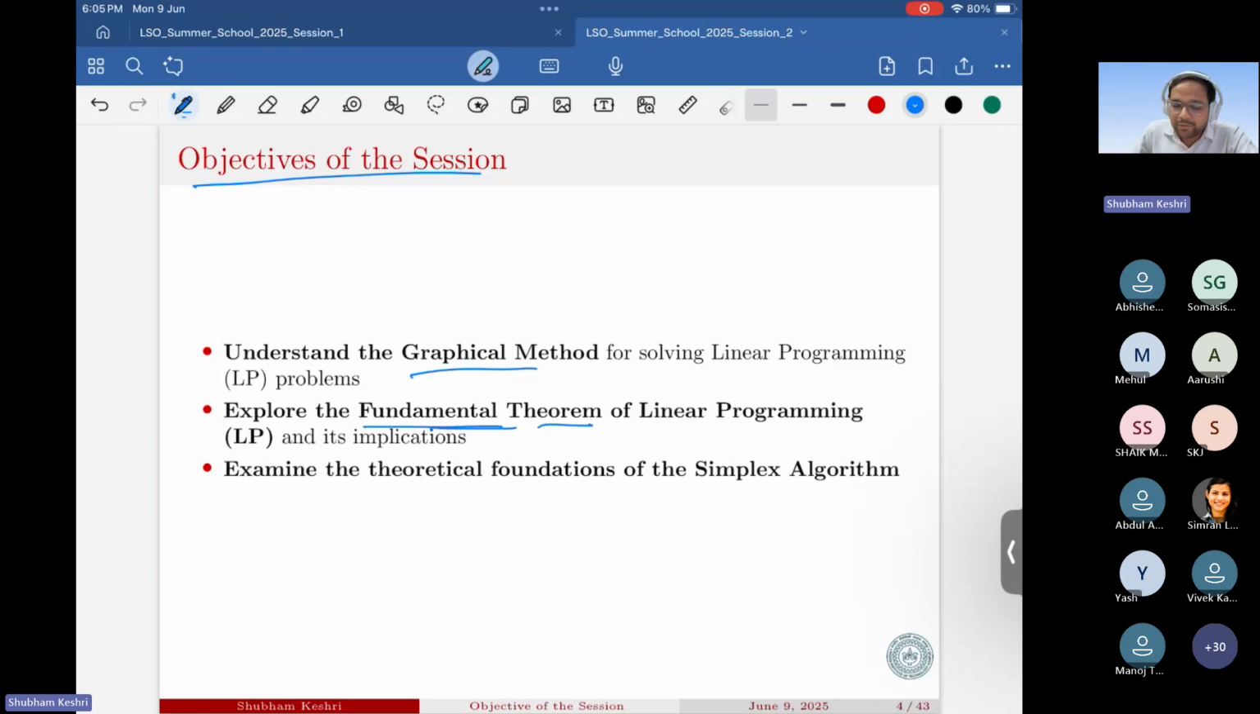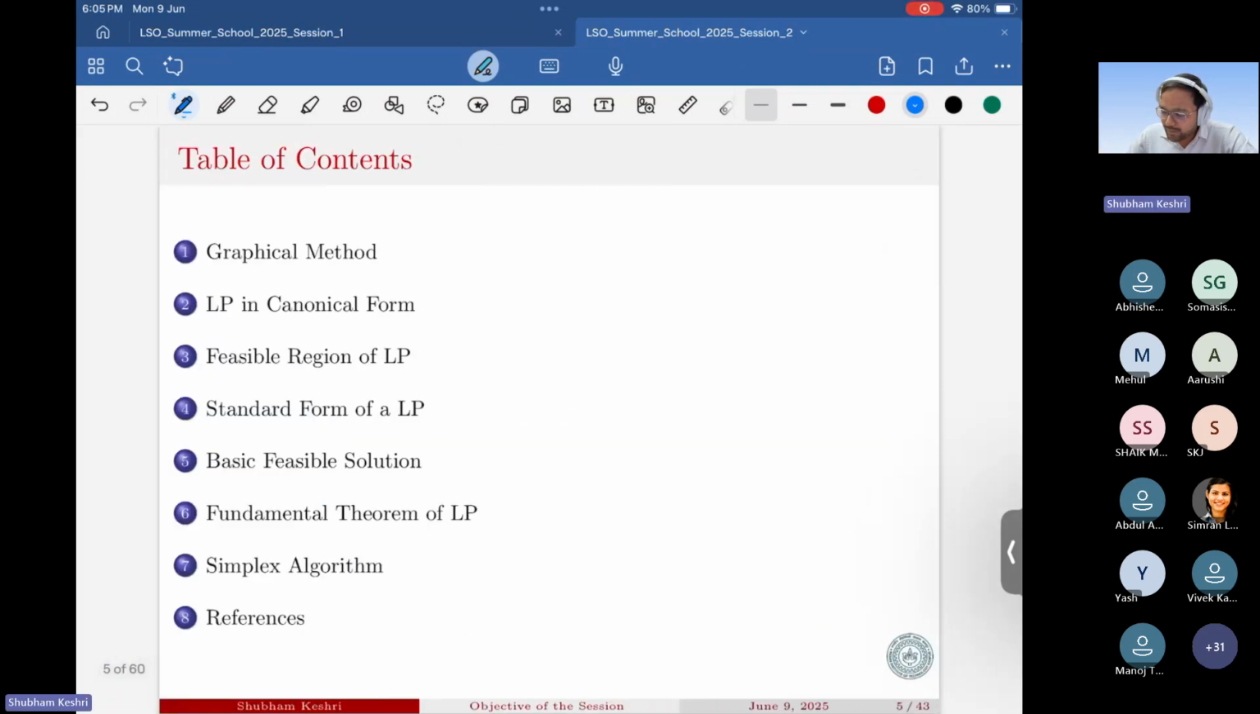I have written fundamental theorems, but there are other theorems as well, which will help us build the simplex algorithm. And then we'll examine the foundational principles of the simplex algorithm. So this is the content of today's lecture. We will see as we proceed. I hope my audio and video are clear and my PPT is also visible.